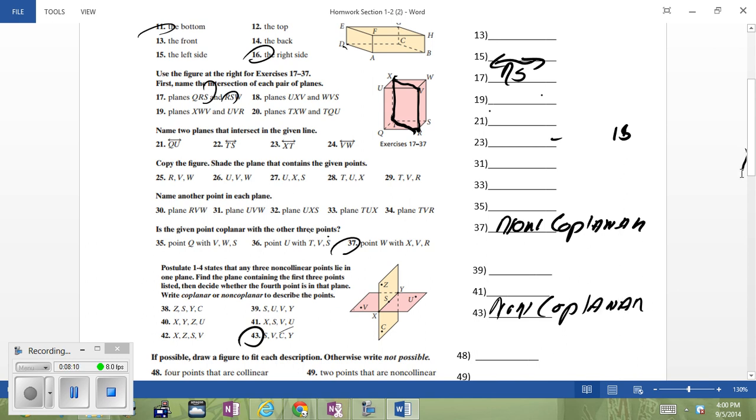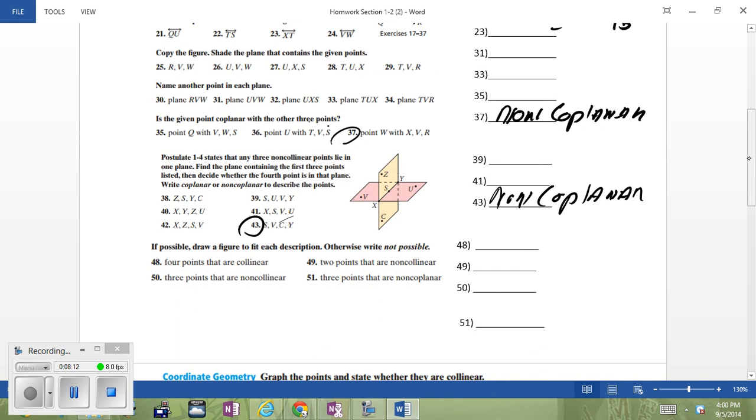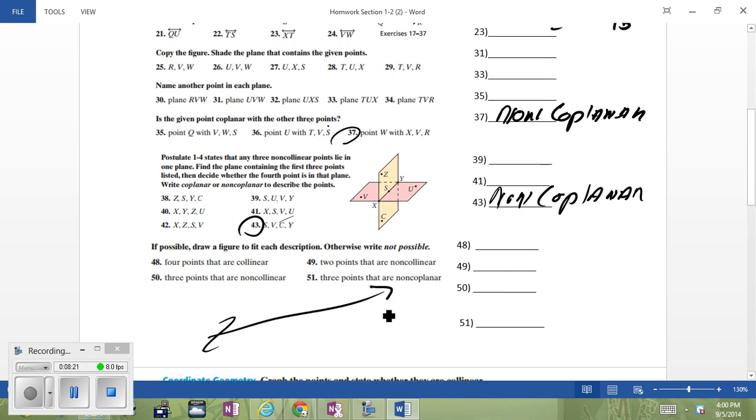All right. Okay, here we go down here to the next section on the front page. If possible, draw a figure to fit the description. 4 points that are collinear. Okay, you got a line. You got 1, 2, 3, 4 points on it, right? That's 4 points that are collinear.